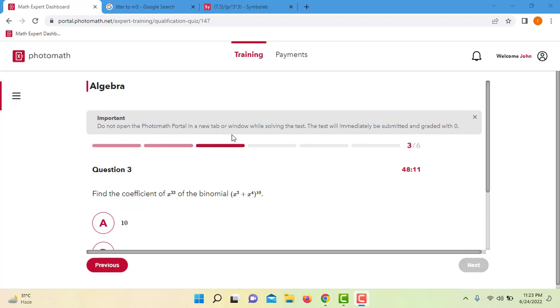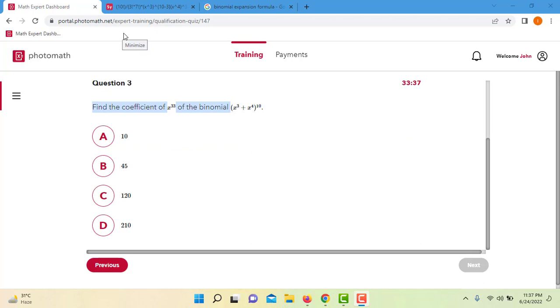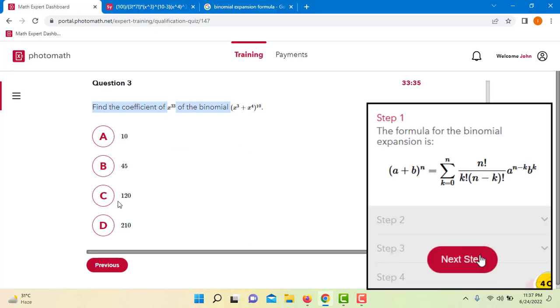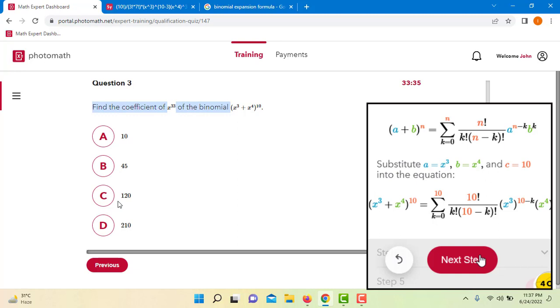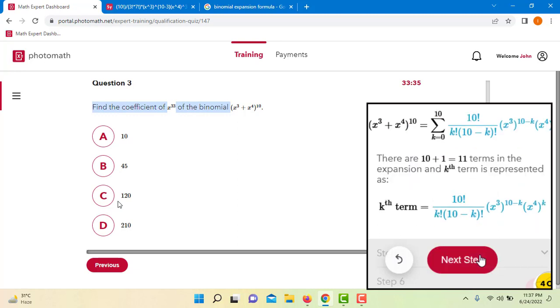In the third task, we need to find the coefficient of the x power 33 of the given binomial. The general formula of the binomial expansion is written in the first step. By comparing the given binomial, the expression for A should be x power 3 and the expression for B should be x power 4 and the value of C becomes 10. Now substitute the values into the binomial expansion formula. Since summation starts from k is equal to 0 to 10, therefore there are total 11 terms. The expression for any of the kth term is written in step 4.